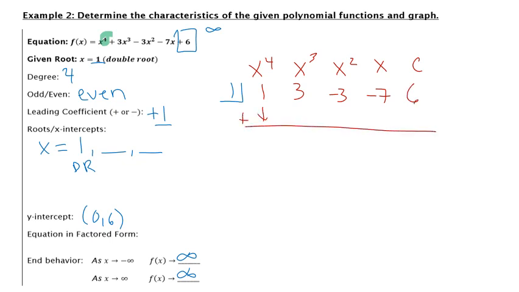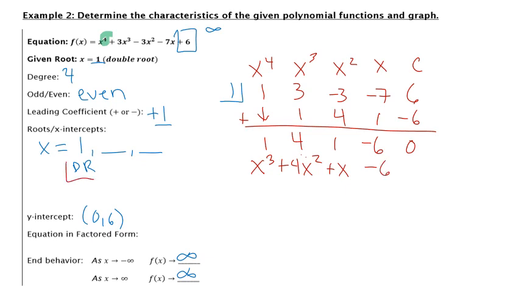And then now we're just going to go ahead and do our synthetic division. So 1 times 1 is 1. We get 4. 4 times 1 is 4. I get 1. 1 times 1 is 1. I get negative 6. Negative 6 times 1 is negative 6. And so I get x cubed plus 4x squared plus x minus 6. So that's one of our roots, but it's actually a double root, so we can actually divide it twice. So I'm going to go ahead and do this one more time.